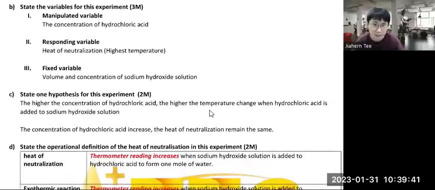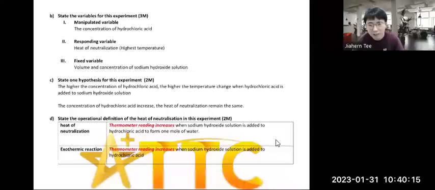But what is a smart guess here? You might say, teacher, can I write the higher the concentration, the higher the heat of neutralization? One concept is a bit different here, guys. It's actually totally different. Our smart guess is that the higher concentration gives you a higher temperature change, but your heat of neutralization remains the same. Why is that so? Let me show you some calculations so you can have a better idea. I think there's a calculation at the back.